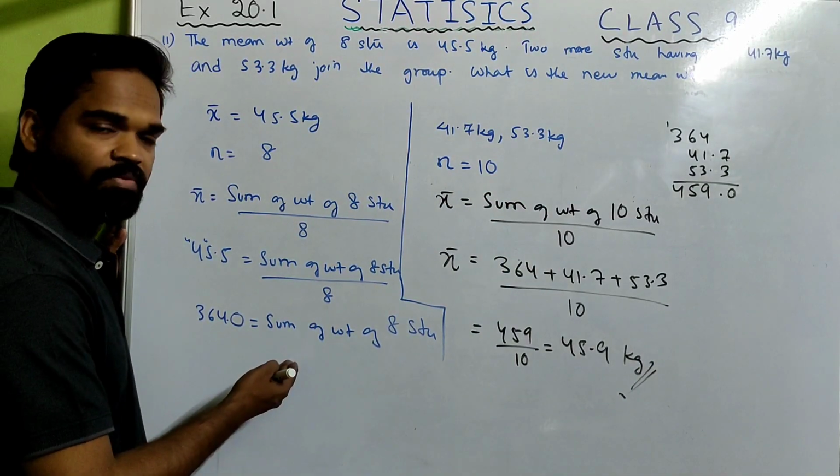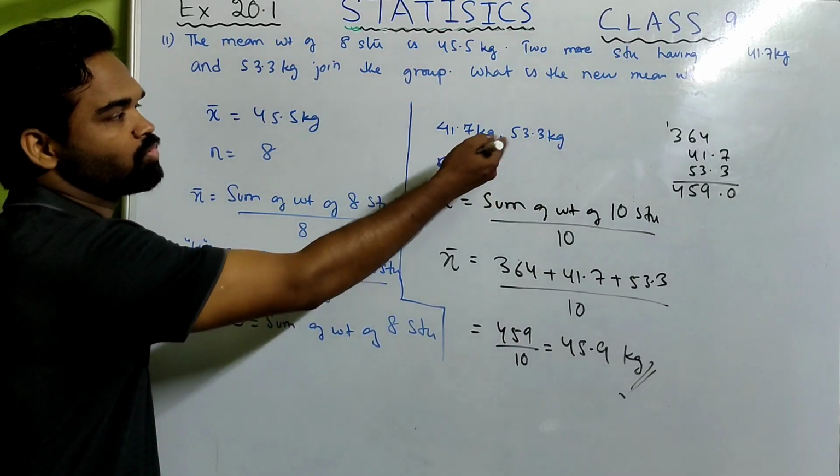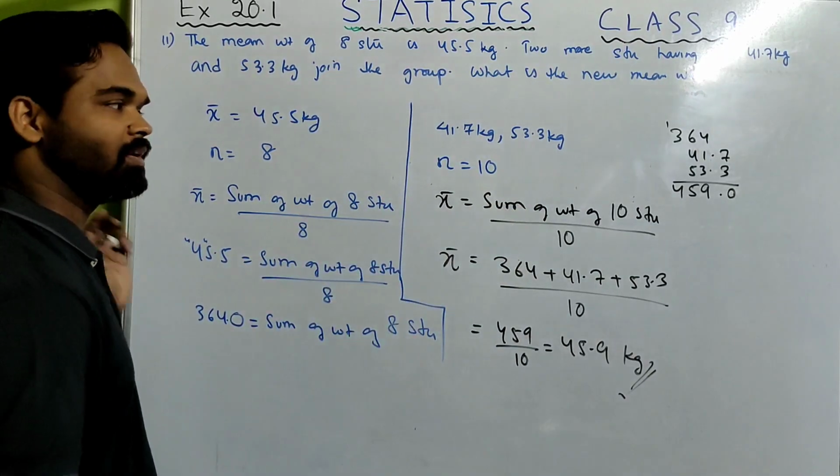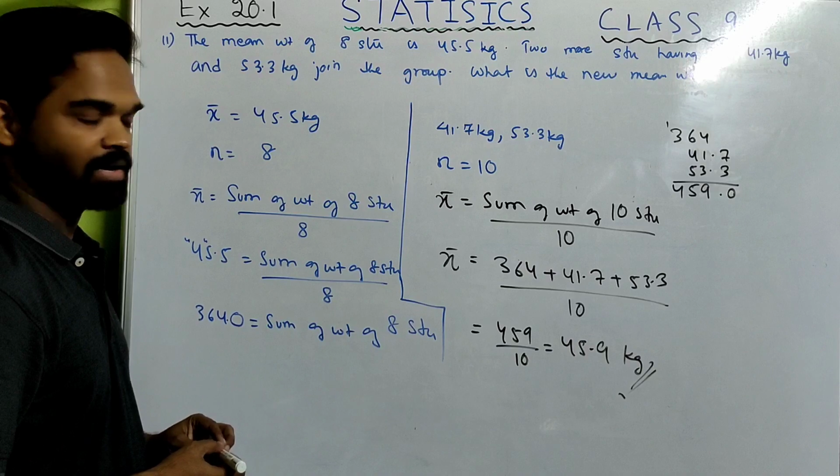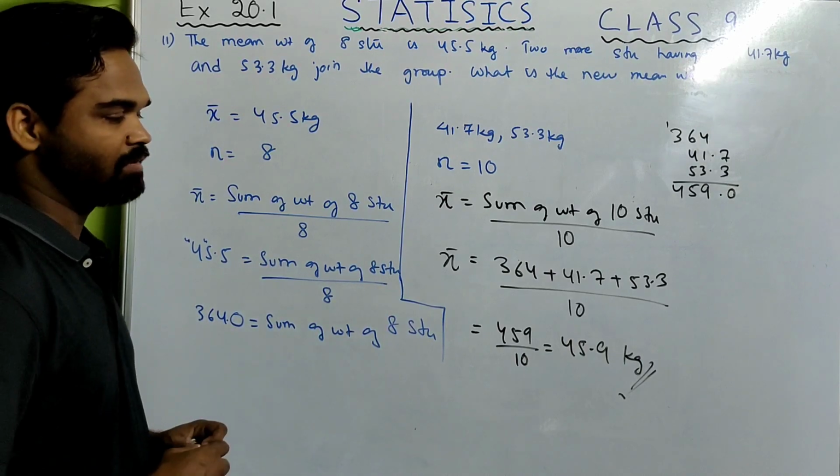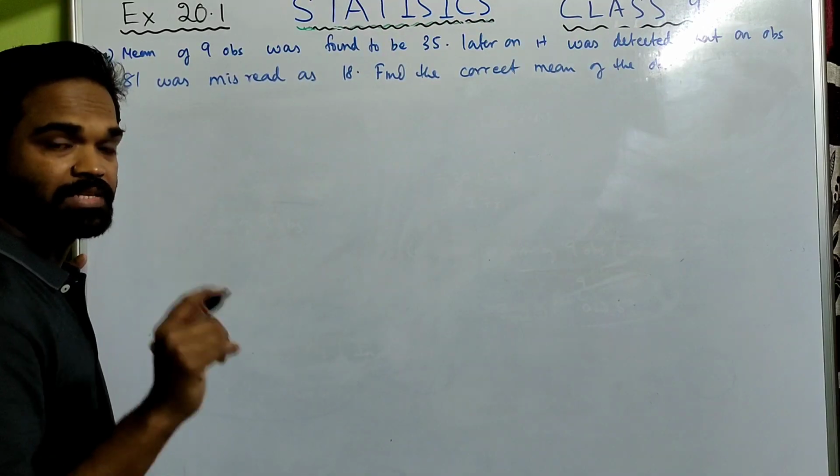Clear? Get the sum of the weight of 8 students, add the 2 students, and you'll get the sum of the weight of the 10 students. Clear? Now let us look at the next sum. Now look at this, number 12.